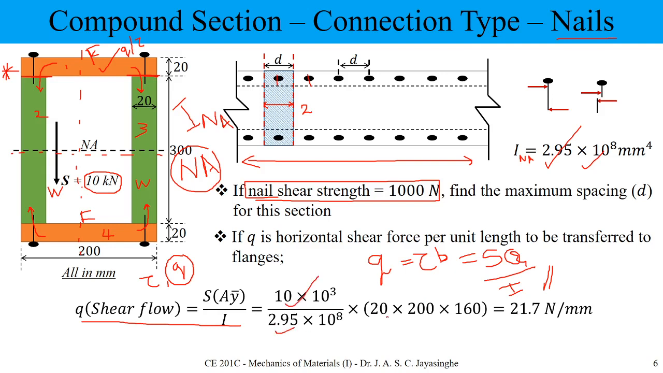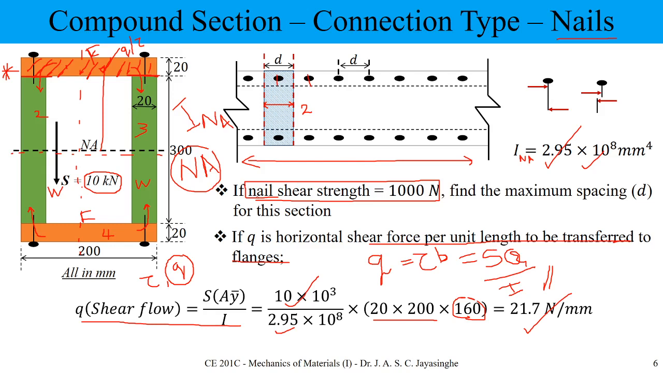This is I, and I am targeting the top layer, this layer. The area is 20 times 200, that's correct, and the distance from here to the mid is 150 plus 10. So you will end up with a shear flow of 20.7. Shear flow means the shear force per unit length to be transferred to the plank. So per unit length, how much shear force needs to be transferred.